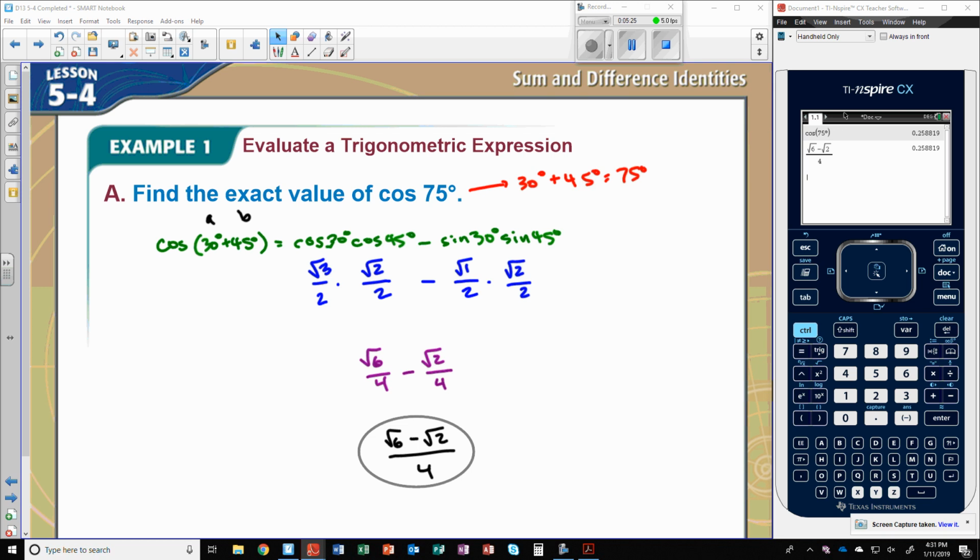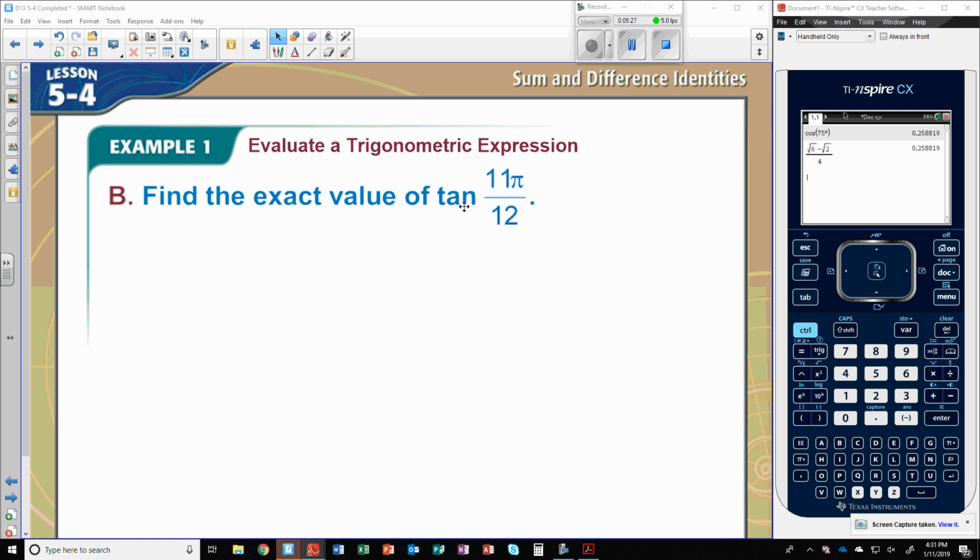And now let's try part B. Find the exact value of tangent 11 pi over 12. Now this throws off a lot of people, the radians, because they don't know what to do here. Do I choose 10 pi plus 1 pi over 12? Well, how do I do this?